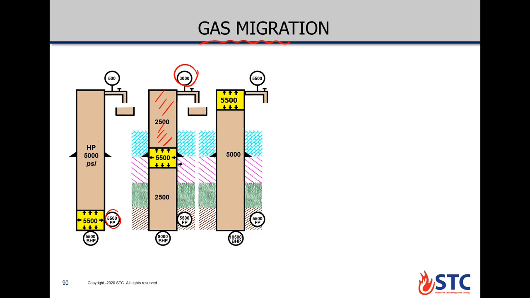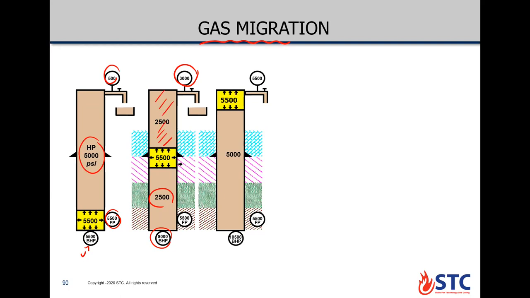Okay, so here we have hydrostatic pressure of 5,000. So now our bottom hole pressure is only the pressure of the gas, 5,500, and the surface pressure is the difference between the gas pressure and the hydrostatic. So we have only 500 on the surface. Okay, with time we have a closed system, closed well, no circulation. So now the gas has migrated to the casing shoe, for example. So we have here on the bottom 5,500 plus 2,500, so 8,000 PSI. And for the surface pressure, we have the difference, 5,500 minus 2,500, so it will be 3,000.